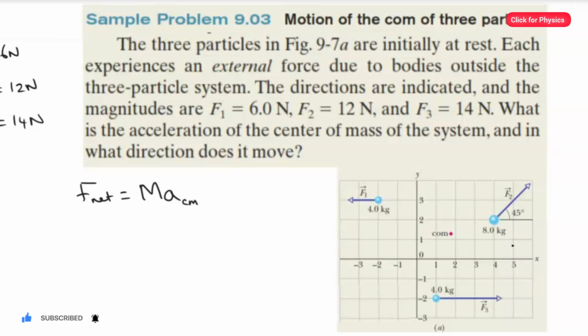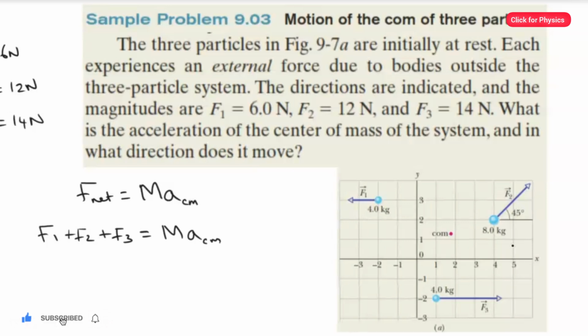So how can we find the net force? The net force is nothing but the three forces acting on this object. You can see the three particles. F1 is a horizontal force which is acting in the negative direction of x. Likewise, F3 is a horizontal force which is acting in the positive direction of x. But when you see the second particle, we applied F2 as an angled force at 45 degrees. So we have to write the net force F1 plus F2 plus F3, which is equal to mass multiplied by the acceleration of the center of mass.